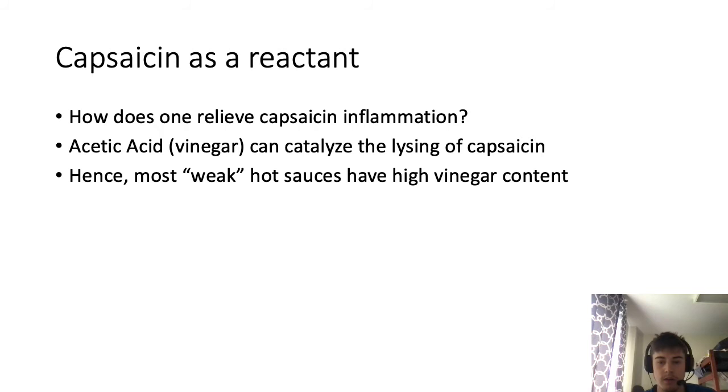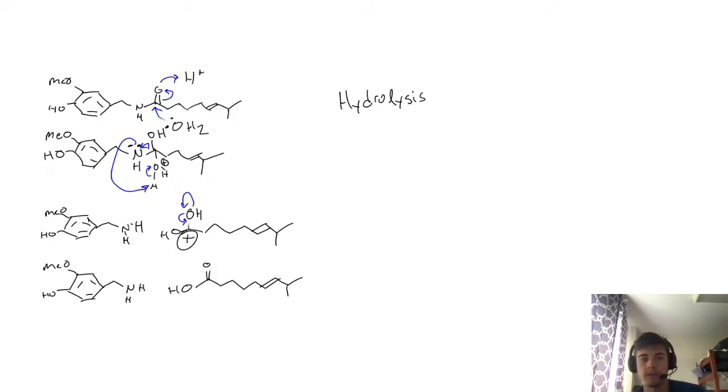So if we can get into the mechanism right here. This is just a simple hydrolysis. How this is going to work is we'll protonate this oxygen on the carbonyl. A water molecule will come in here. We'll break the bond between the nitrogen and the carbonyl. This nitrogen will protonate with one of the waters from underneath, and we are left with this benzene with the amine called vanillamine.